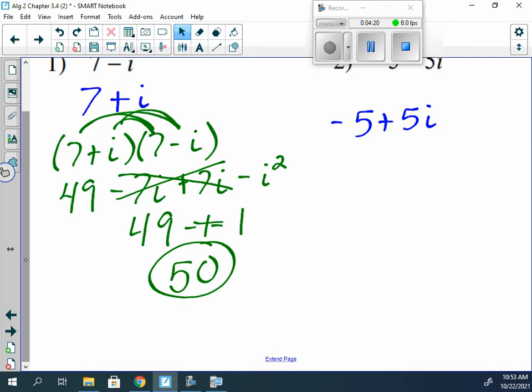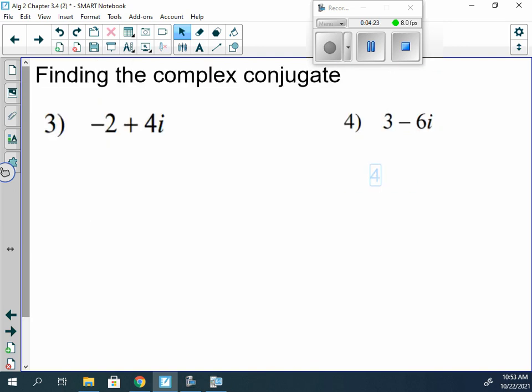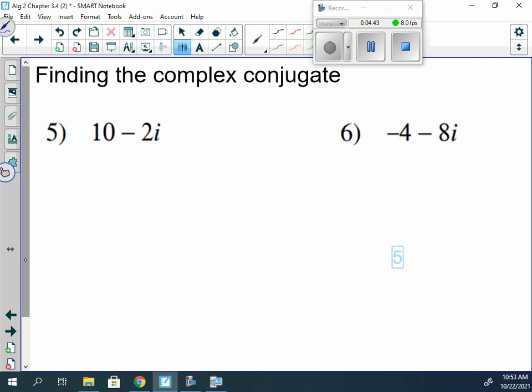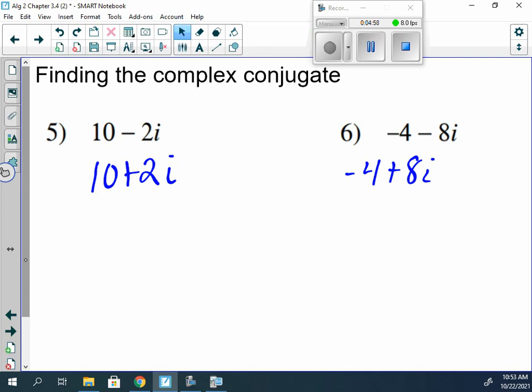Any questions on this here? So what's the complex conjugate of negative 2 plus 4i? Are you ready for the next two? 10 minus 2i. Right, because we're just mainly changing the sign in front of the bi term. Any questions on this here?